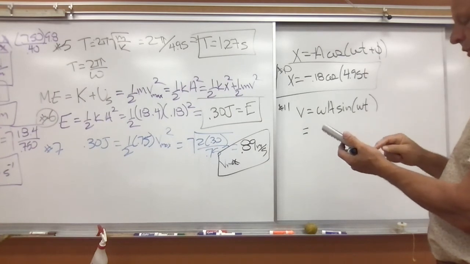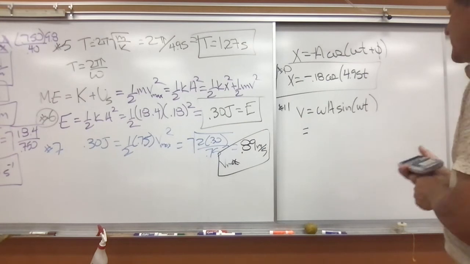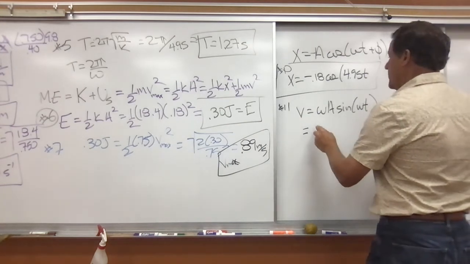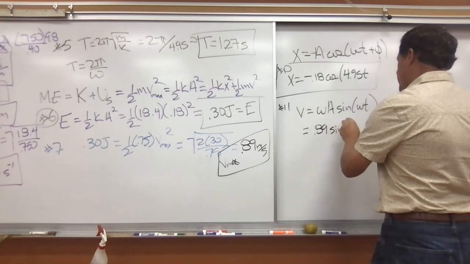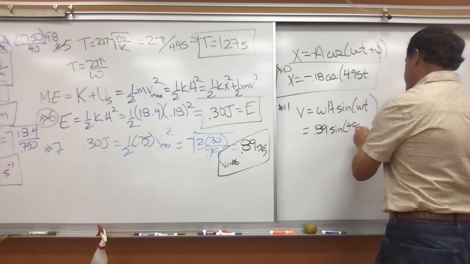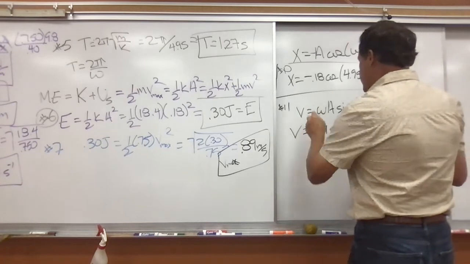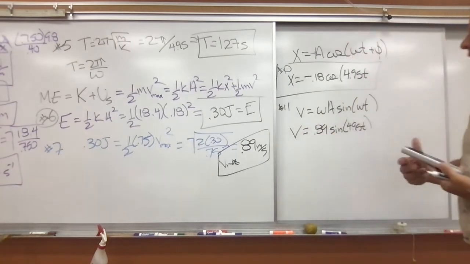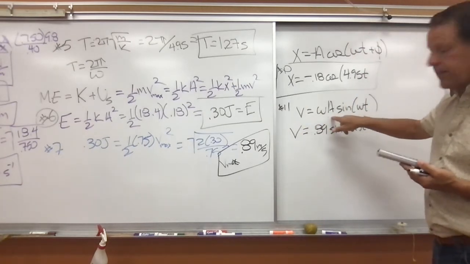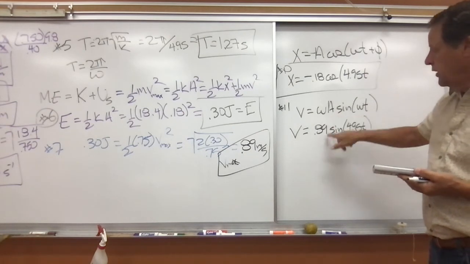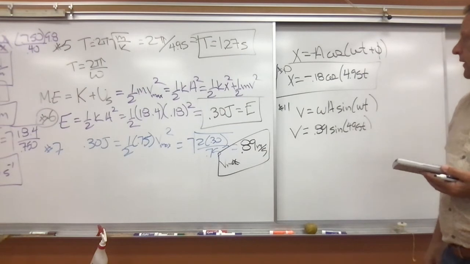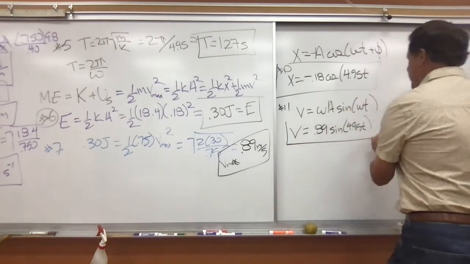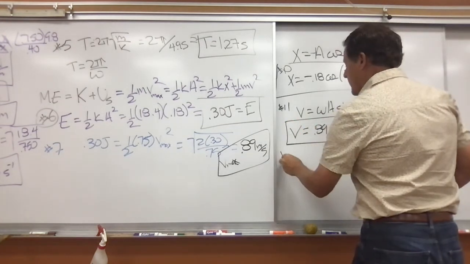4.95 times 0.18 is going to give us 0.89. So this is going to be 0.89 sine 4.95 t, and that's going to equal velocity. Now, you guys, I want to point out that this omega A, that is your maximum velocity, which is what we get right there. Okay. All right, so that is question number 11.